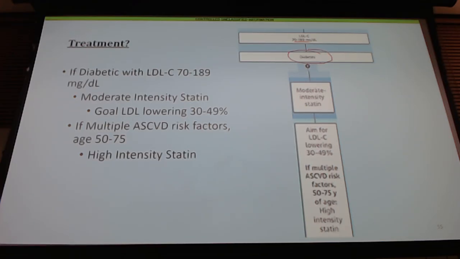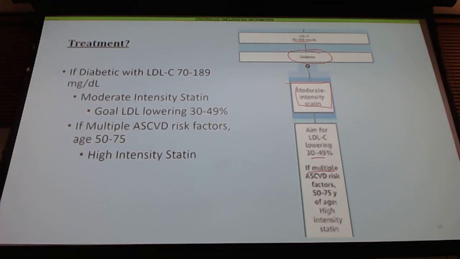If they have it, put them on a moderate intensity statin with a goal of lowering 30 to 49%. So we said moderate intensity statins, we expect a 30 to 49% reduction in their cholesterol or in their LDL levels. So that's why that's our range, that's what our goal is. Okay. So with that moderate intensity that I put them on, I expect that 30 to 49% reduction.